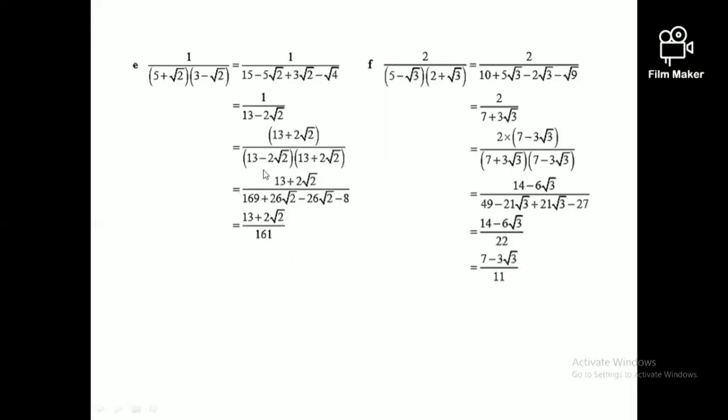But this is the detailed step, just expanding this bracket. But anyway, these two terms get cancelled and only this term and this term will remain in the final answer.